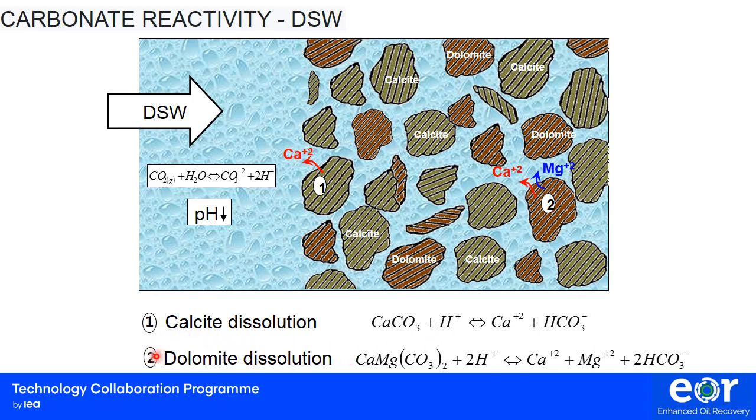The same thing is true for dolomite, but in this case we have this mixed carbonate of calcium and magnesium, so we have the release of calcium, magnesium, and bicarbonate, increasing the concentrations of those species in the produced water and also the pH.